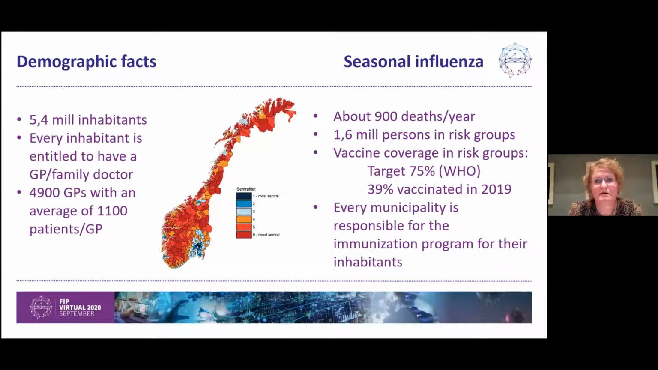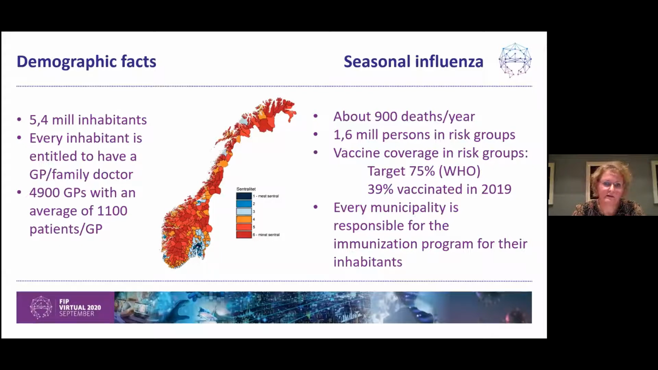Seasonal influenza: we experience about 900 deaths every year, and we have 1.6 million persons in the risk groups. The target of vaccine coverage is 75%, as stated by the WHO. Last year, the coverage in Norway was only 39%. So we have a job to do.